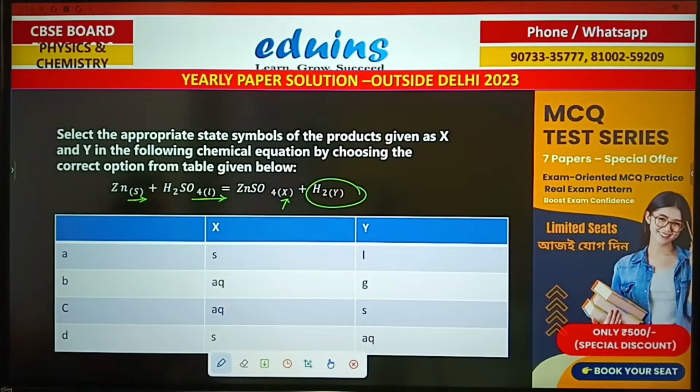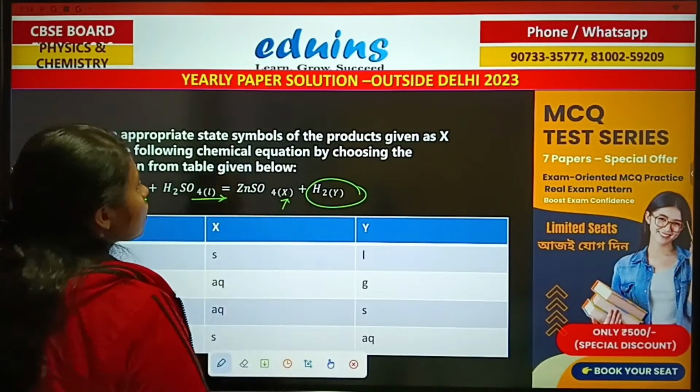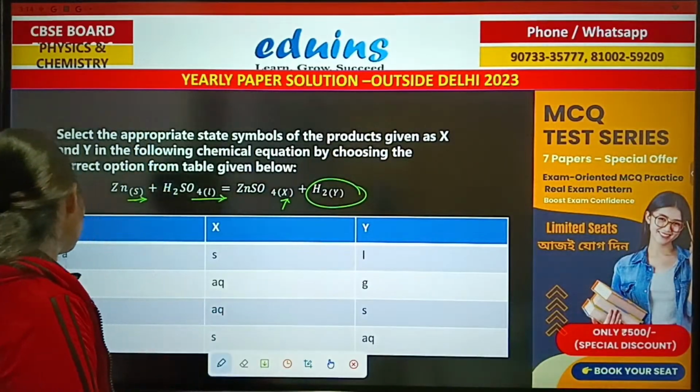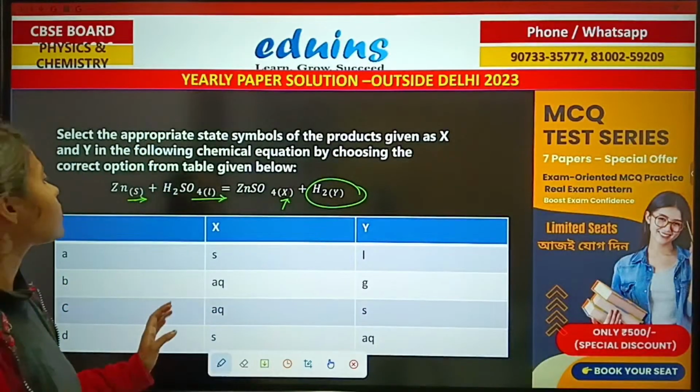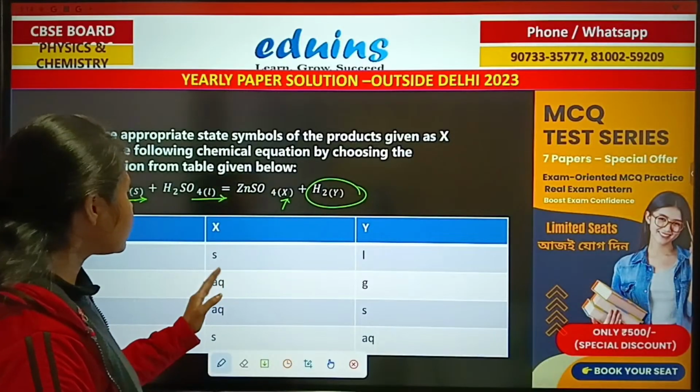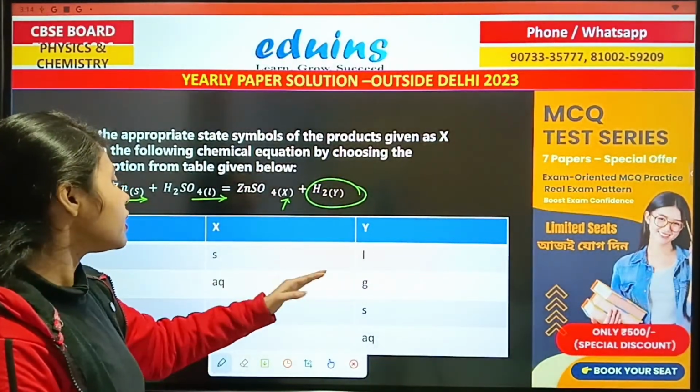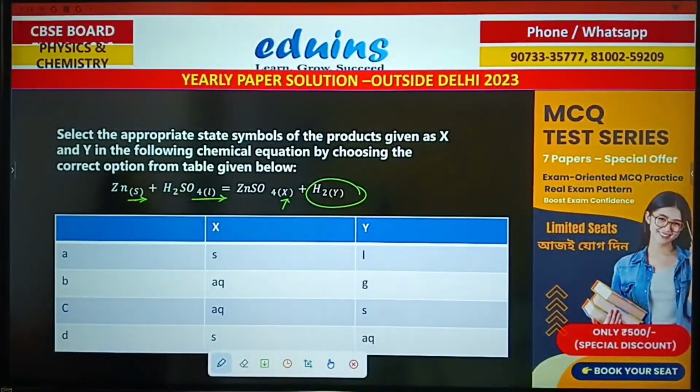In the first option we get that X is solid. That means ZnSO4 is solid and hydrogen is in liquid state. In option B, ZnSO4 is in aqueous solution and H2 is in gaseous state. In option C, ZnSO4 is in aqueous solution, and hydrogen is in the form of solid. And in option D, ZnSO4 is in the form of solid and H2 in the state of aqueous. So now what will be the correct option for X and Y?